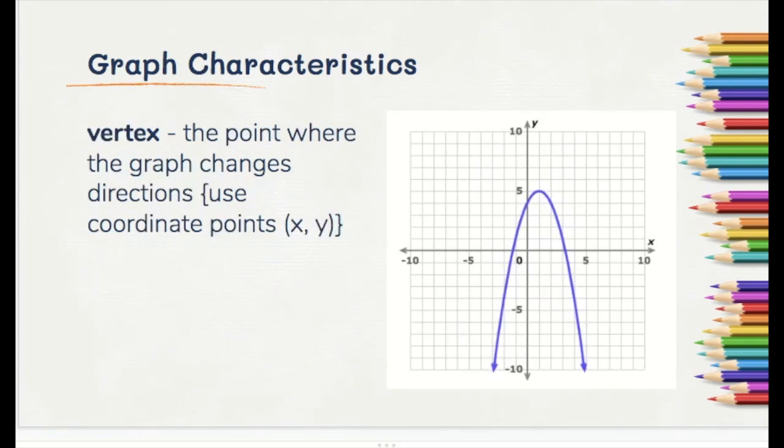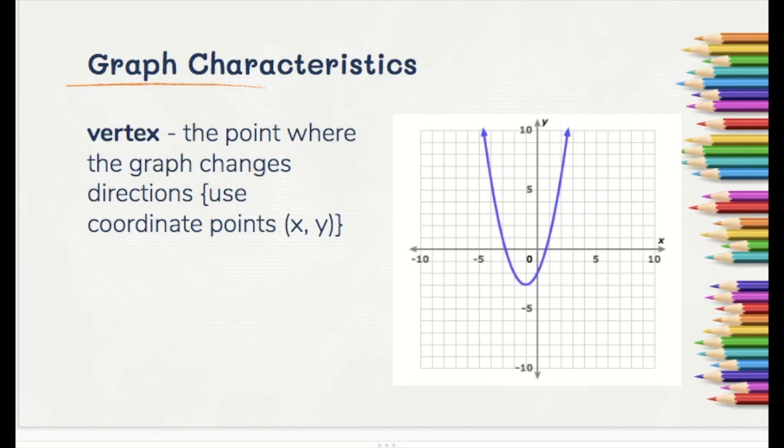On to vertex. Vertex is very similar to maximum and minimum. It is where the graph changes direction, so going up to down or down to up, depending. And yes, it is either the minimum or the maximum of the graph. In this case, it is the maximum, and we write the coordinate point, 1 for x on the x-axis and 5 for y on the y-axis. And that is your answer, 1, 5.